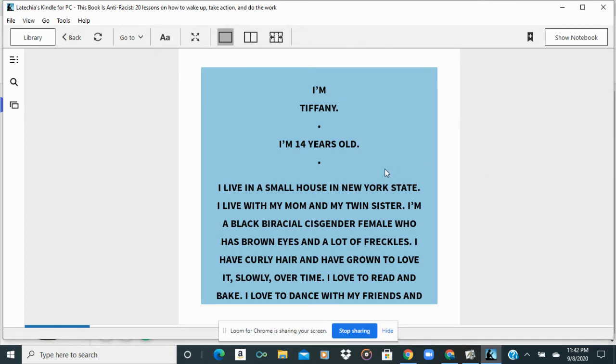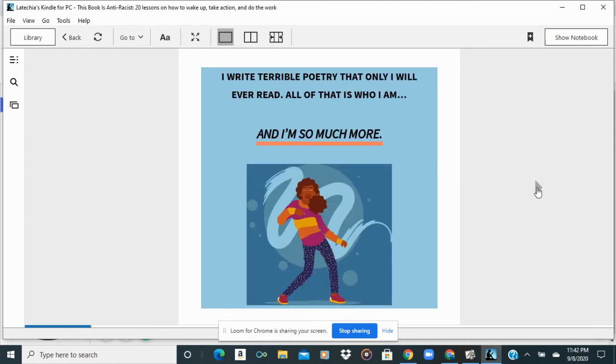I'm Tiffany. I'm 14 years old. I live in a small house in New York State. I live with my mom and my twin sister. I'm a Black biracial cisgender female who has brown eyes and a lot of freckles. I have curly hair and I have grown to love it slowly over time. I love to read and bake, and love to dance with my friends and write terrible poetry that only I will ever read. That is who I am, and I'm so much more.